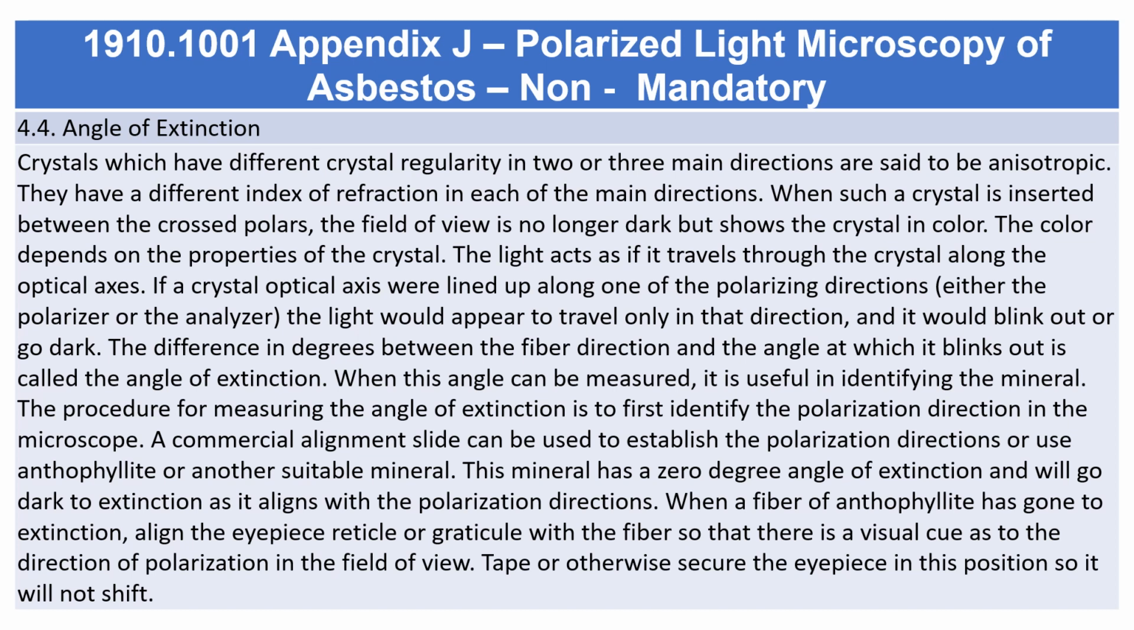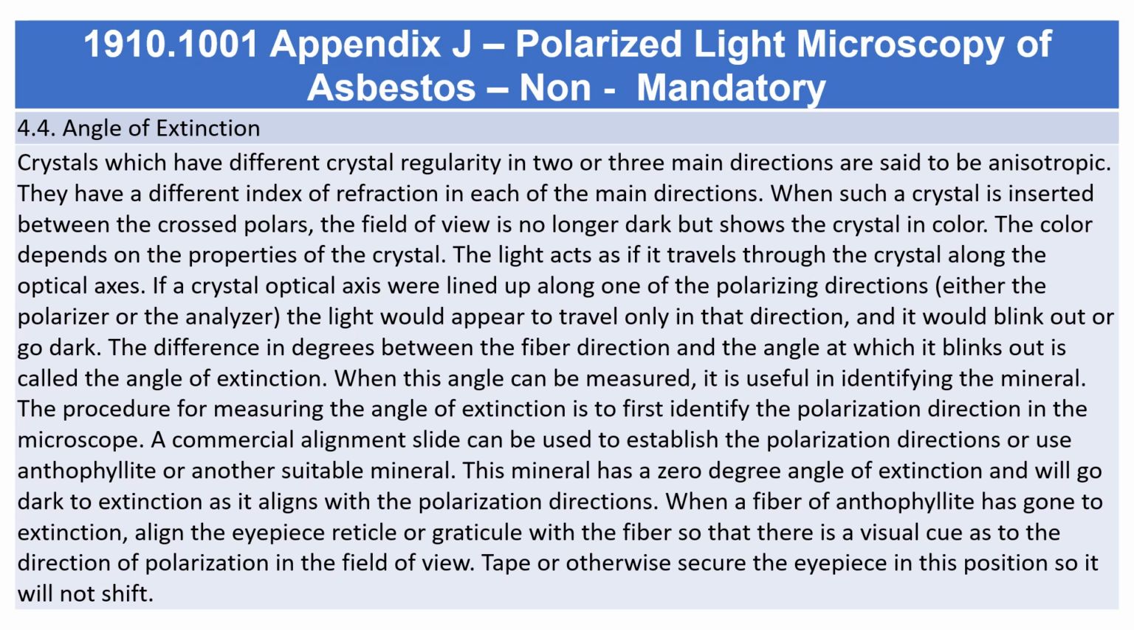4.4. Angle of extinction. Crystals which have different crystal regularity in two or three main directions are said to be anisotropic. They have a different index of refraction in each of the main directions. When such a crystal is inserted between the crossed polars, the field of view is no longer dark but shows the crystal in color. The color depends on the properties of the crystal.